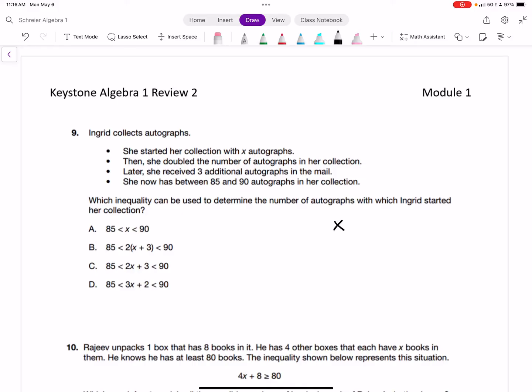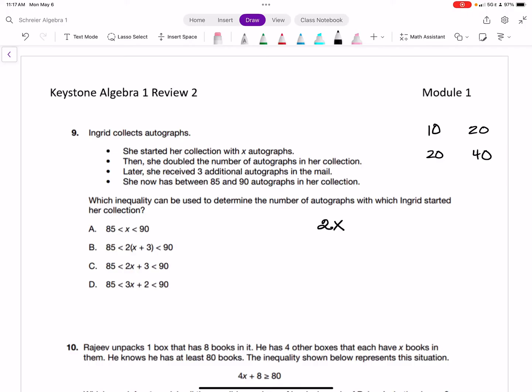Then she doubled the number of autographs in her collection. So, for example, if there were 10 autographs in her collection, if she doubles it, she now has 20. If there were 20 autographs, if she doubles it, now she has 40. So we're basically multiplying the original value by 2. So we have X autographs, so to write 2 times X, we write 2X.